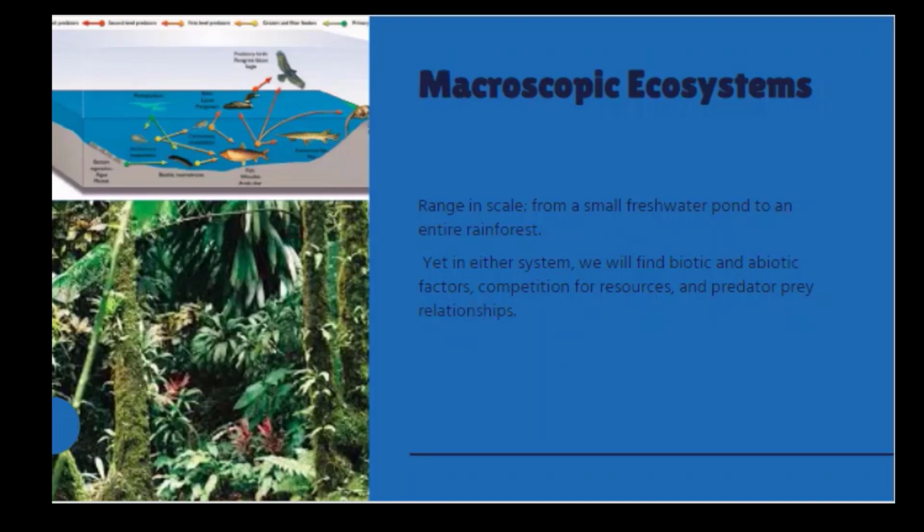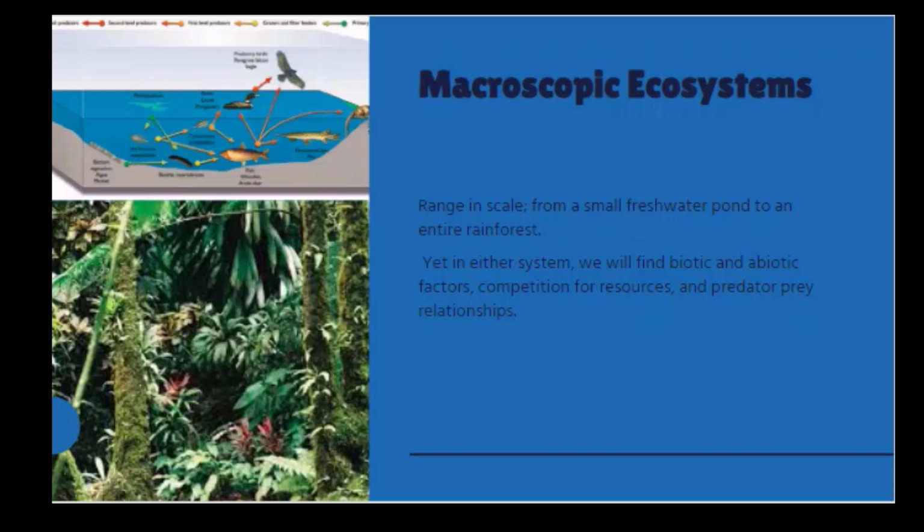Macroscopic ecosystems are going to be on a much larger scale, okay? They can be from a small freshwater pond to an entire rainforest. In either of those systems, you're going to find biotic and abiotic factors. You're going to see competition existing between organisms, that interrelatedness, and we'll also see those predator-prey relationships.